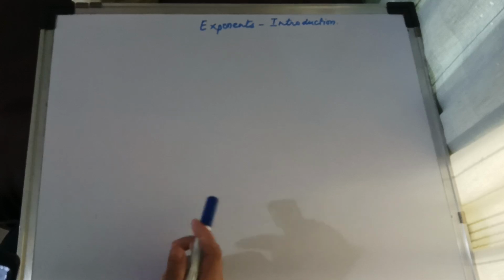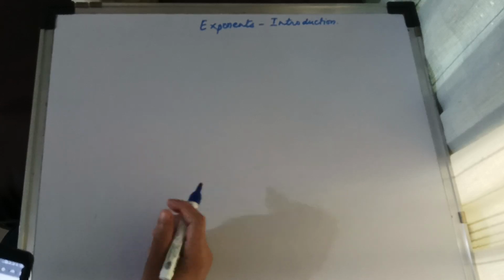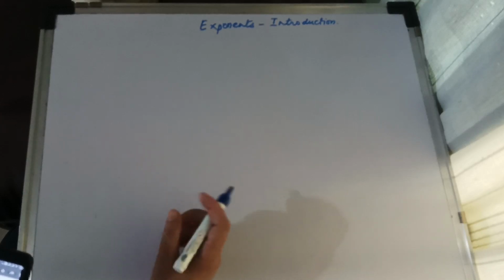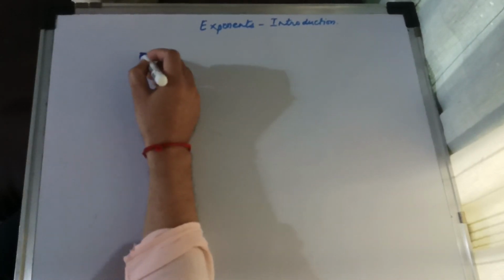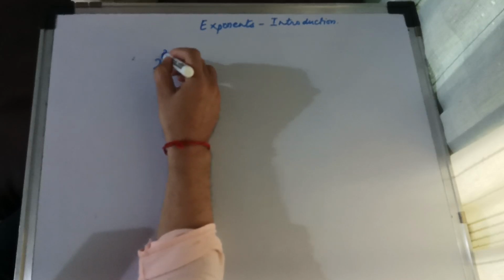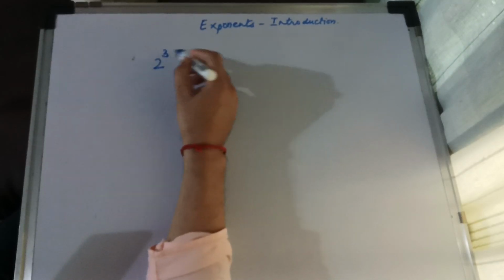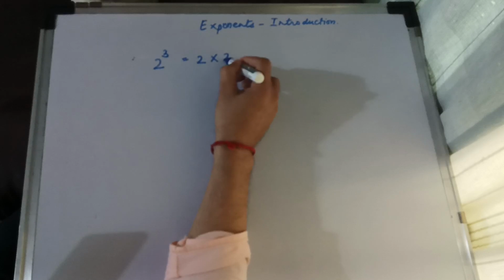Today we are going to learn about exponents and powers, a key concept in maths that helps us to write repeated multiplication in a simple way. First, let us understand what are exponents. Exponent tells us about how many times a number is multiplied by itself. For example, we have 2 to the power of 3, which means 2 itself is getting multiplied 3 times.